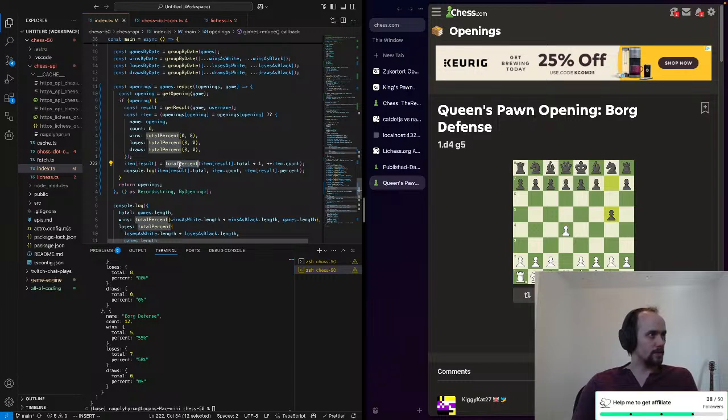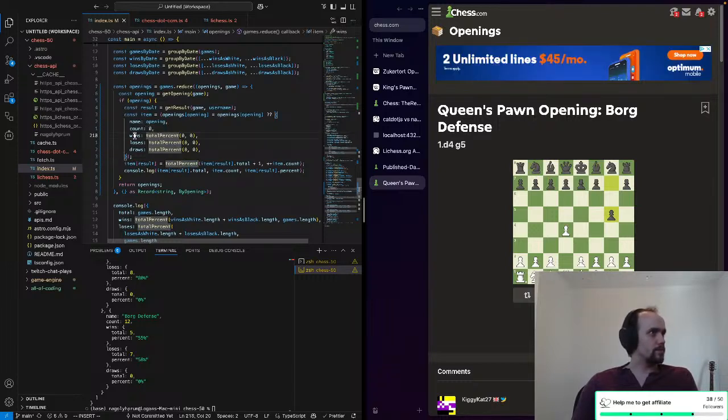It's a little convoluted the way I do it. But wins will store a total and a percent. And so whenever I get a new result, which is like wins, losses, or draws, I get the current total, add 1 to it, generate a new percent, increase the item count, generate a new percent, and store it back into the result.